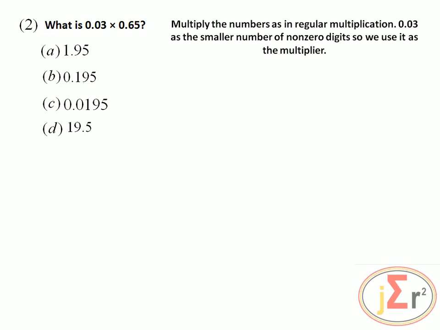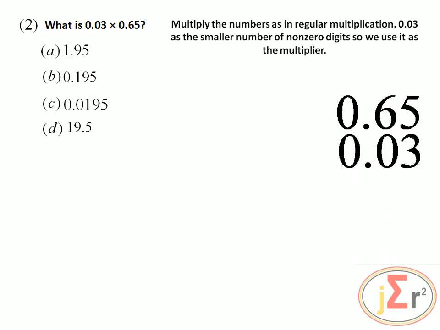So we need to pay special attention to the way that we arrive at our answer, especially where we place the decimal point in our answer. So we are going to multiply the numbers as in regular multiplication, because we are multiplying 0.03 by 0.65. And we are just going to multiply them as regular multiplication. Of course, we could have placed the 0.03 as the multiplicand and the 0.65 as the multiplier, but we have chosen to take somewhat of a different approach because we have a single non-zero digit right here, which will help our process of multiplication.